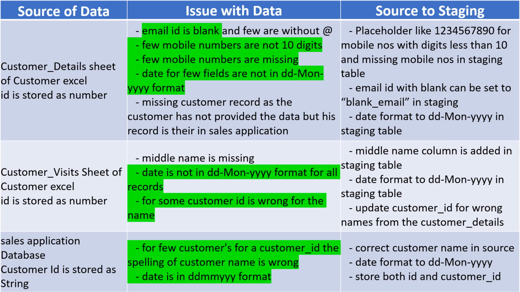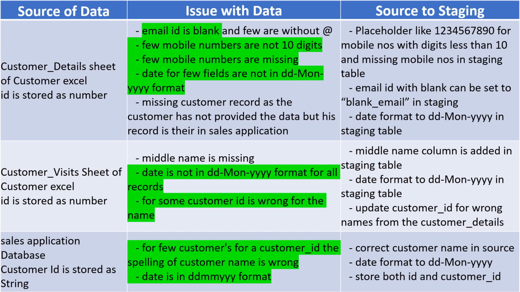Coming to the customer visit sheet, since the middle name is missing, the middle name column is added in the staging table, and the date format is to be changed to DD Mon YY. The customer ID for wrong names can be added from the customer details table.